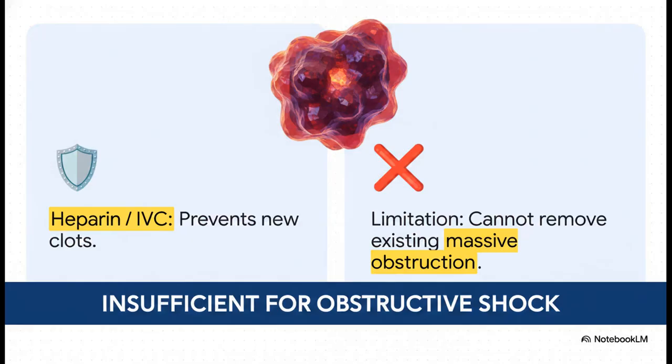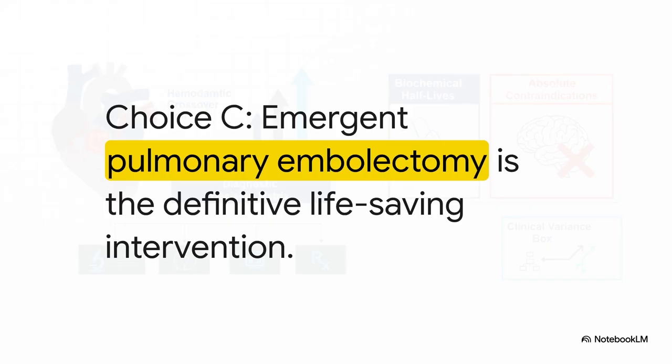What about choices B and D, heparin and an IVC filter? While both of these interventions are absolutely vital to prevent clot propagation or stop new emboli from traveling up from the deep veins, they are entirely insufficient for the immediate crisis at hand. They don't actively lyse or remove the existing massive obstruction that is actively causing this right ventricular collapse. Therefore, choice C is the strict clinical mandate. With systemic thrombolysis absolutely contraindicated due to his recent neurosurgery, an emergent surgical or catheter-directed pulmonary embolectomy is the definitive, life-saving intervention required to reverse this fatal obstruction.